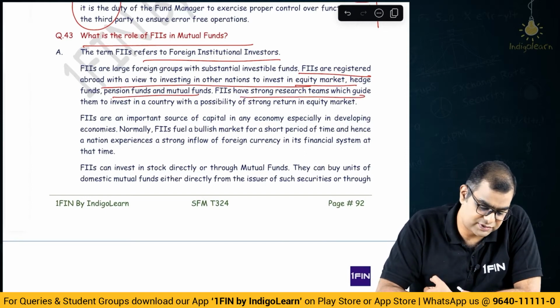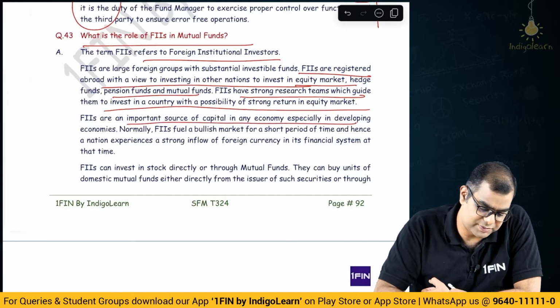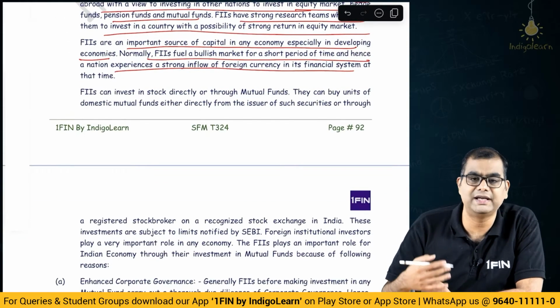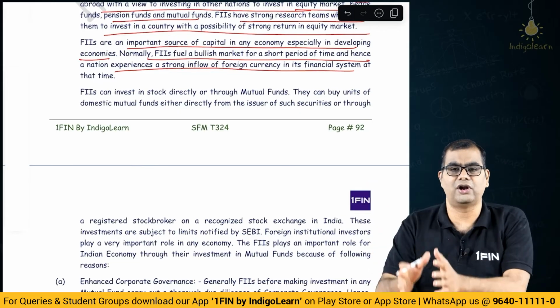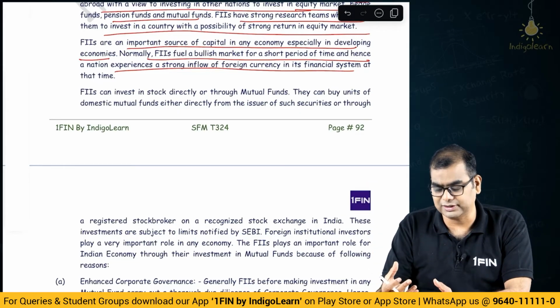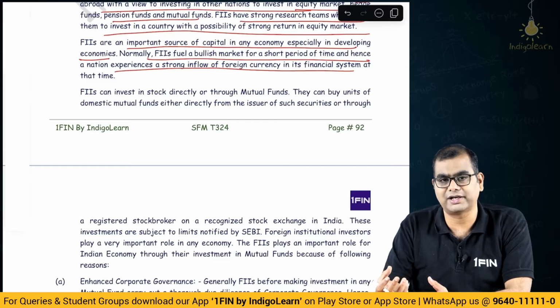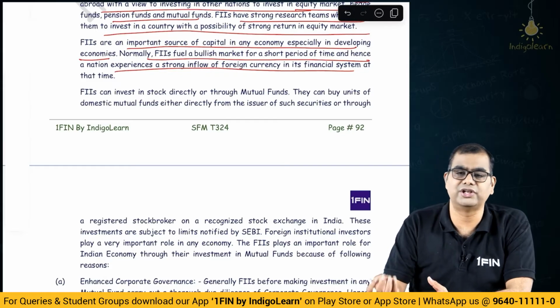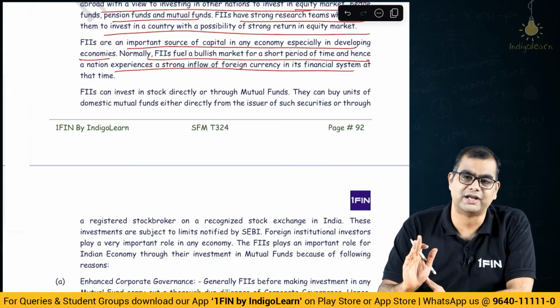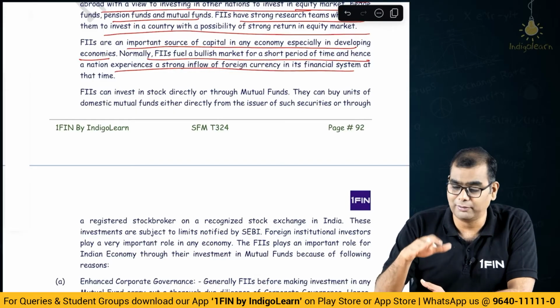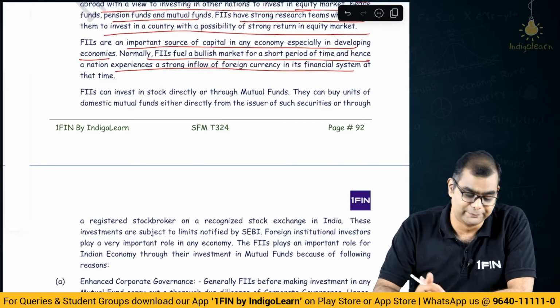They have strong research teams which guide them to invest in a country with the possibility of strong returns. They are an important source of capital in any economy, especially in developing economies. Normally, FIIs feel bullish about a market for a short period of time and hence a nation experiences a strong inflow of foreign currency in its financial system at that time. So basically, when FIIs invest, suddenly they put in a lot of money. At some point in Indian markets, whenever FIIs used to invest, Nifty used to go up and the rupee used to appreciate. It was a very standard phenomenon. Now, because there are a lot of flows, that doesn't happen. Right?